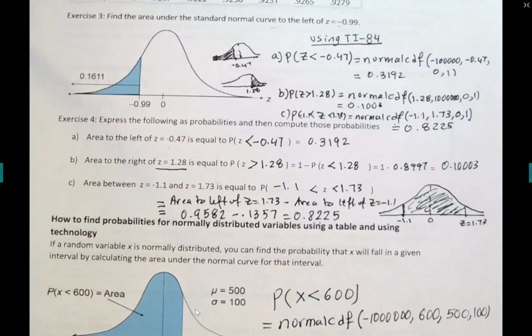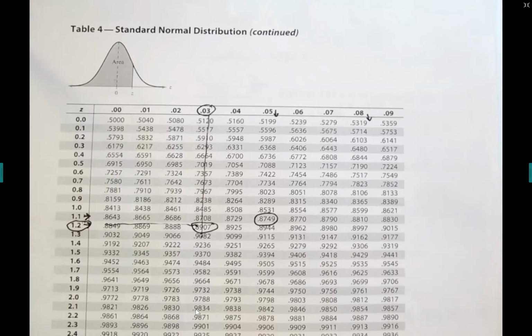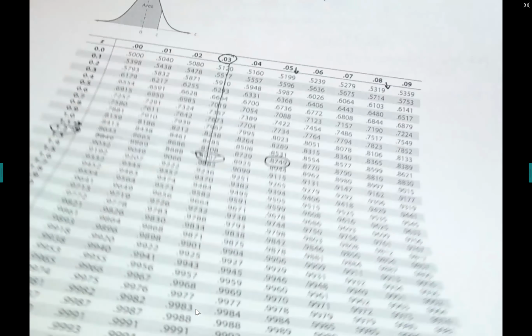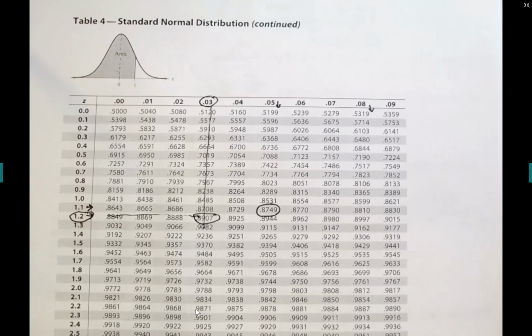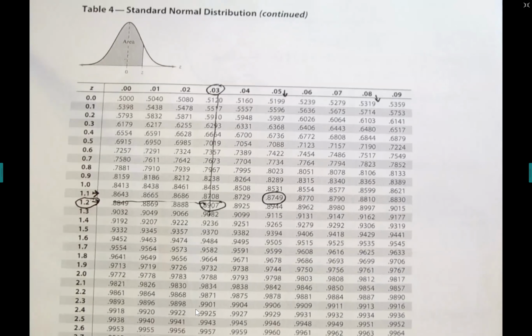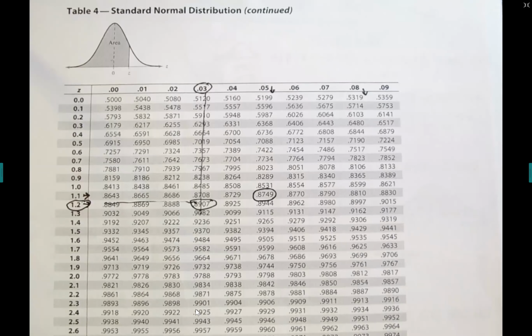The table right here. 1.28, guys. Is it 1.28? Yeah. You need to use your calculator probably, because you're going to do area to the left and then subtract.